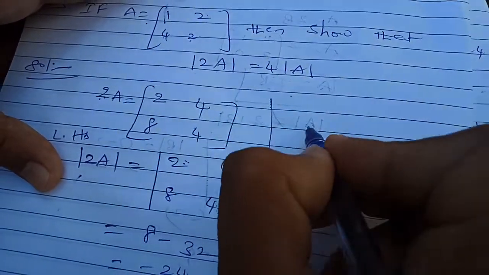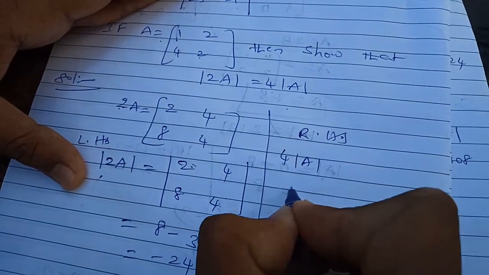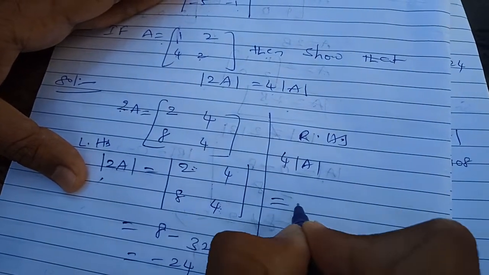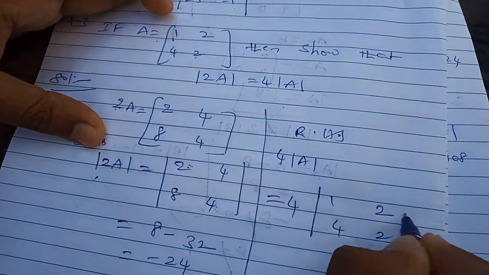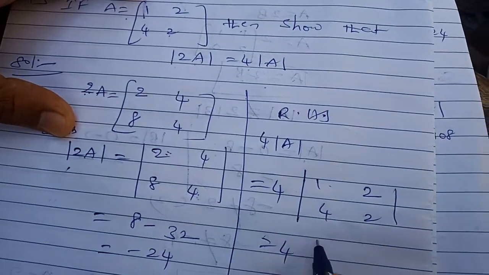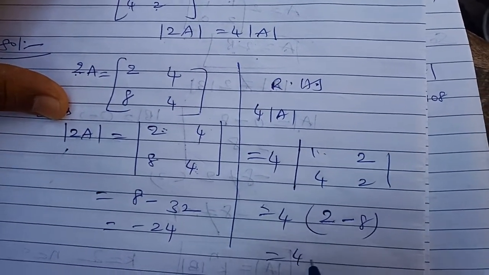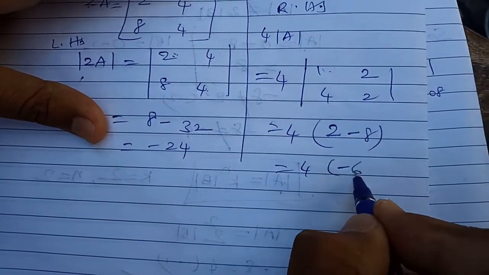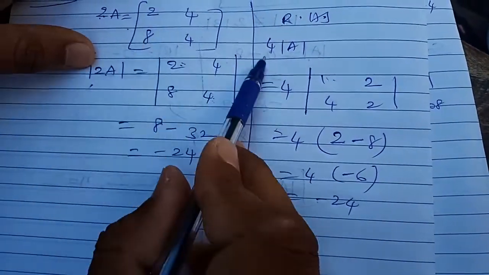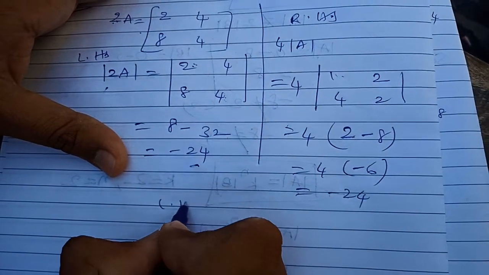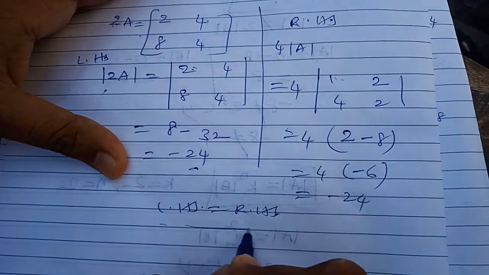See, I am writing the RHS part here. Next, RHS is actually 4 into determinant of A. 4 into determinant of A is nothing but 4 into the determinant with 1, 2, 4, 2. We know the cross multiplication of this: 1 into 2 is 2, minus 4 twos are 8, so we have minus 6, and 6 fours are 24, minus 24. See, LHS is equal to RHS or not? We have to write LHS is equal to RHS, hence shown.